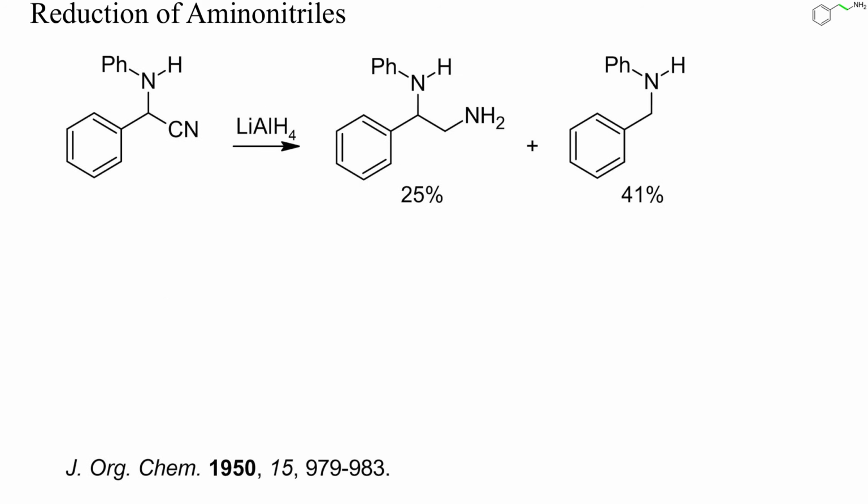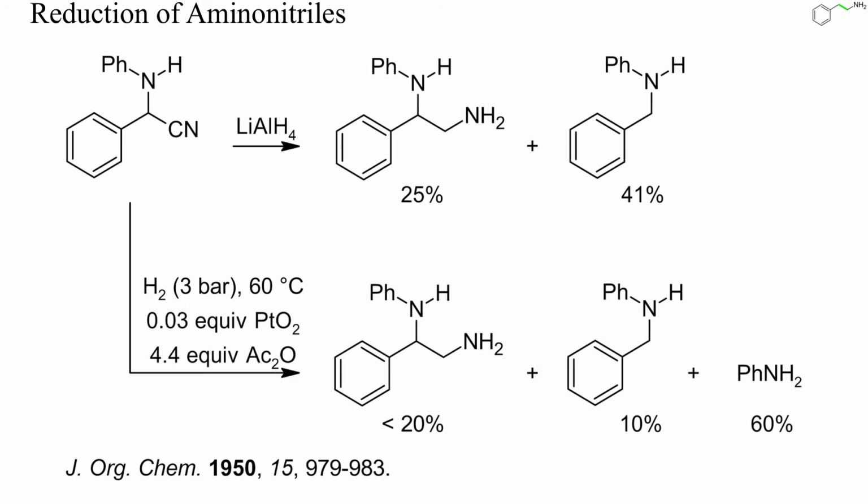Aminonitriles, like the starting material on this slide, are obtained by addition of hydrogen cyanide to imines. These products are as unstable as Mannich products and readily fragment into the starting materials. Thus, reduction to diamines can be challenging. Here, reduction with lithium aluminum hydride caused extensive decyanation. Catalytic hydrogenation wasn't successful either, and again, mostly fragmentation products resulted.